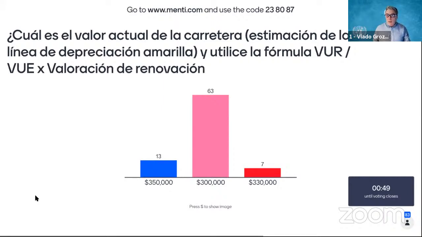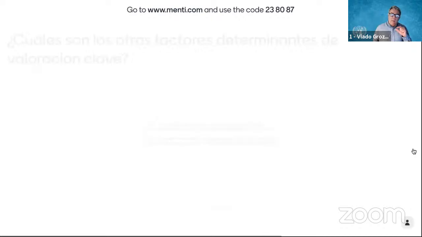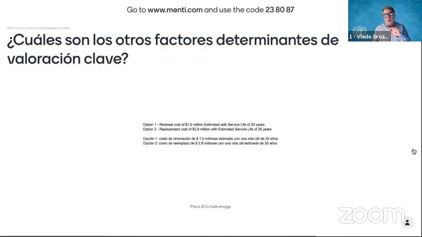Now the second slide, please. The question is: we know the depreciation value from the replacement and renewal, and we know the cost for it. What other key factors do you need to determine whether to renew or replace the asset?